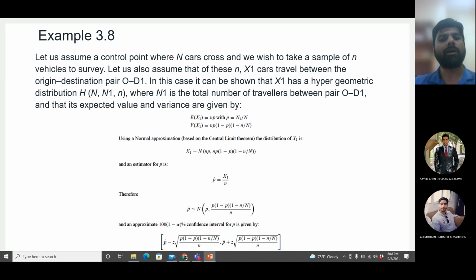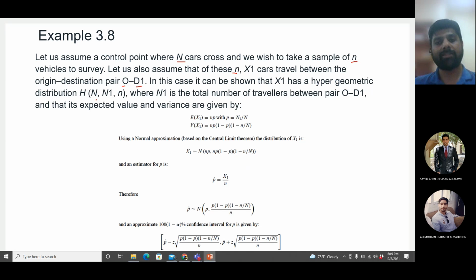Okay, let us assume a control point where N cars cross and we wish to take a sample of n vehicles. So N is the total number of vehicles which cross, and small n is the number of vehicles which we want to ask questions to. Let us say that out of these n vehicles, x1 is the number of vehicles which are traveling from origin to destination 1, any particular area to destination 1 area. So out of this sample, x1 are the number of people who are traveling from here to here.